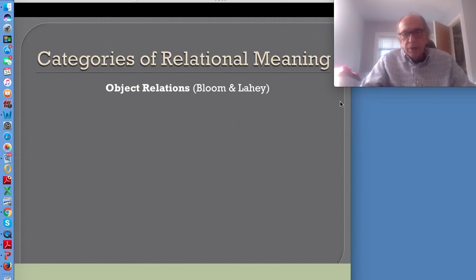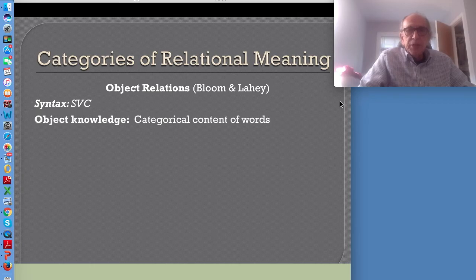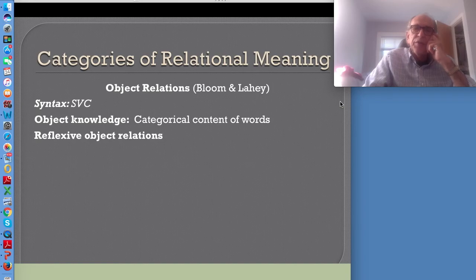So one set of these relations, meaning relations, are object relations. And they're reflected in sentences that have subjects, one subject, one verb, and often a complement of the verb, or an object. We used to call the complement object, direct or indirect object. We'll refer to the objects of the verb phrase, predicate, as complements. So object knowledge. And the first set of these content categories that reflect object knowledge are reflexive object relations.